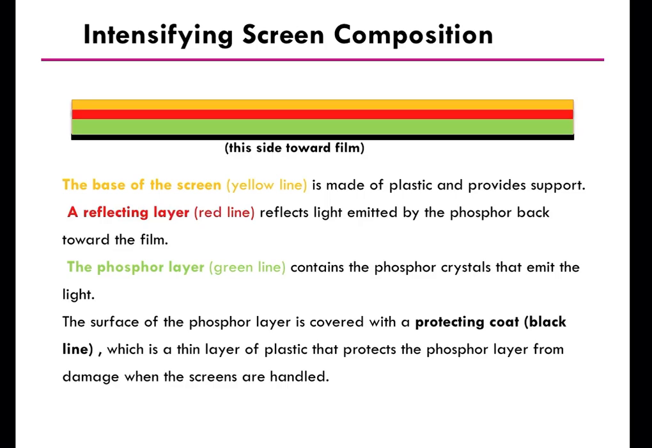Just remember the sequence of the layers: the base, followed by the reflecting layer, which is the red line, that reflects the light which is emitted back towards the film. Next, the phosphor layer, which actually emits the visible light. The last one is the protecting coat. So, this is the exact composition and the sequence of composition. You just need to have a good idea of it.